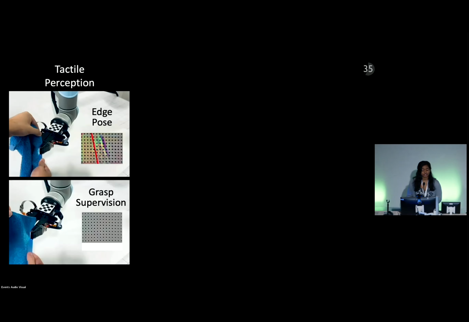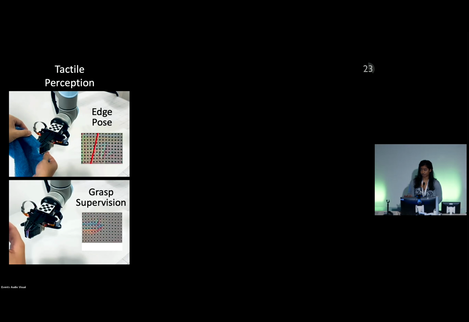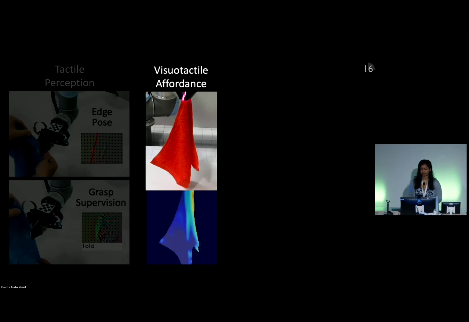We enable this behavior using tactile perception. We have a pose edge estimation network for the cloth edge within the grip that we use for tactile sliding, as well as a grasp classification network that we use in order to tell if we've grasped an edge or not. We use this as supervision in order to train our visuotactile affordance network.